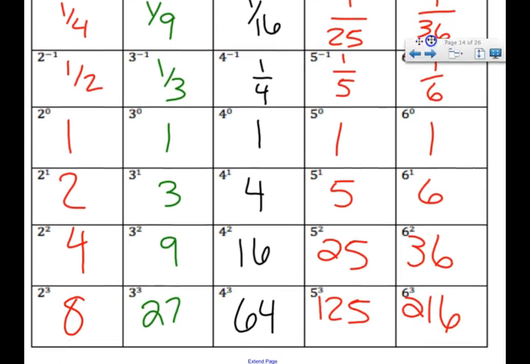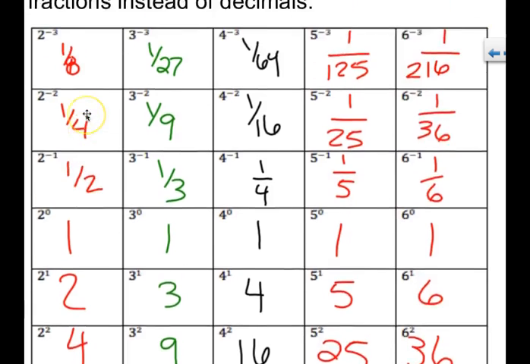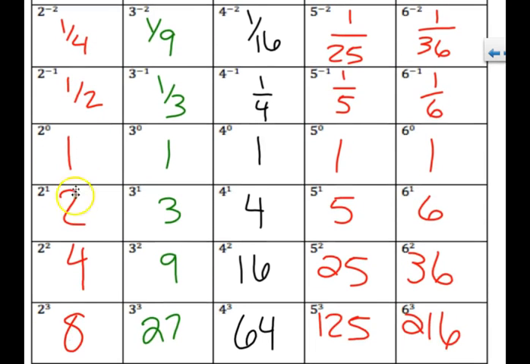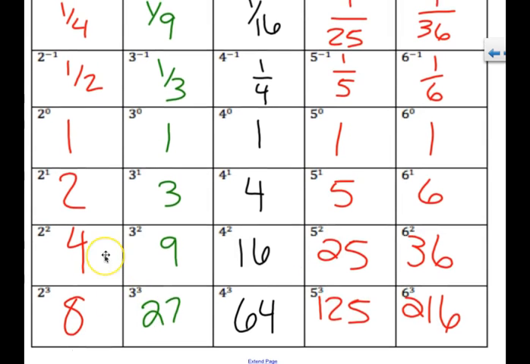Hopefully you were looking for some patterns. For example, this whole left side column was being multiplied by 2 going down. If you look at it going upwards, it would be dividing by 2 or multiplying by 1/2. This second column was being multiplied by 3 because I've got this base of 3 over here. Same thing with the 4's going down, I was multiplying by 4, etc.